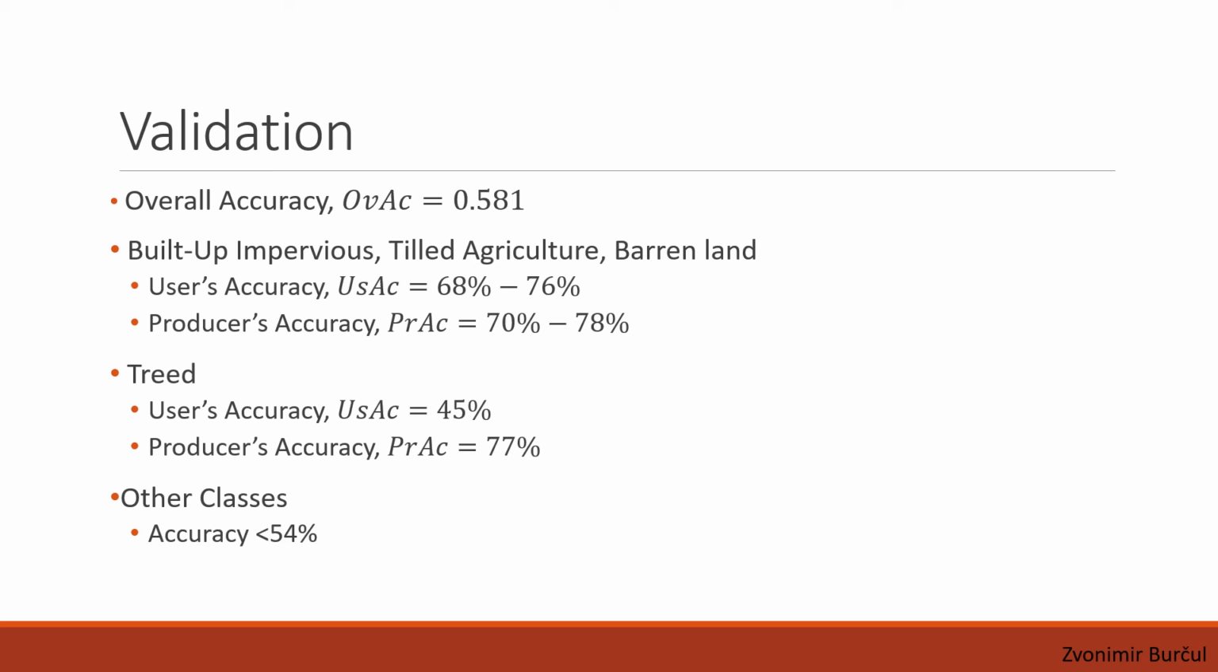The treed class had a user's accuracy of 45%, but a producer's accuracy of 77%. All other classes had accuracies, producers' and users' accuracies, which were less than 54%.